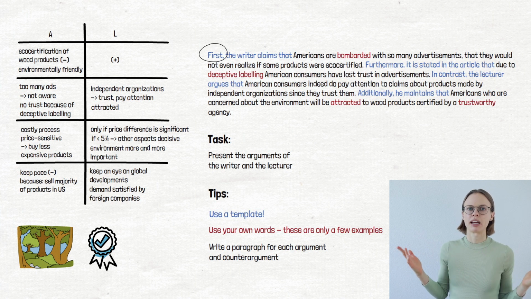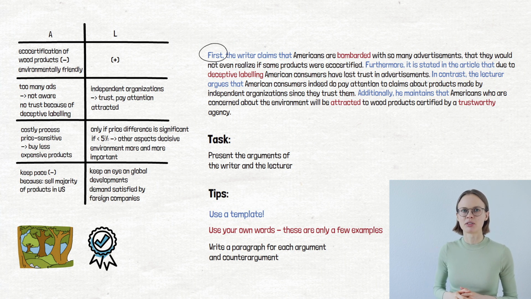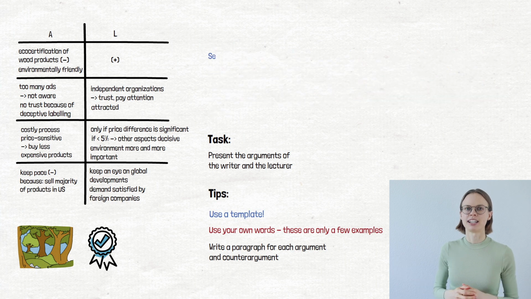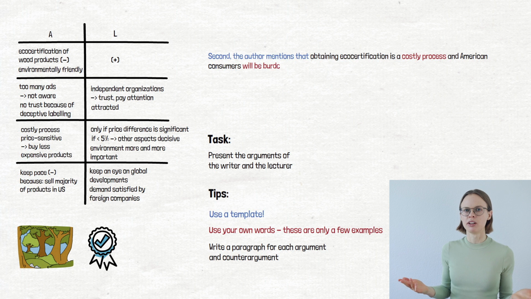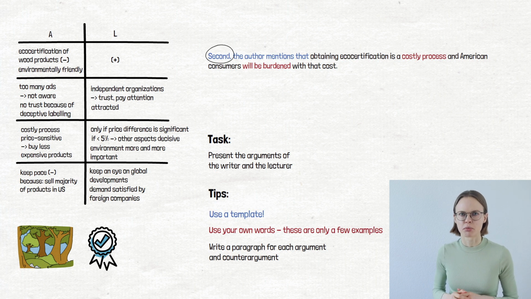I start this paragraph with "second", to indicate to the reader that I'm going to talk about the second argument of the writer. So I'm going to write, "Second, the author mentions that obtaining eco-certification is a costly process and American consumers will be burdened with that cost." Now I want to add that he also says that Americans care a lot about the price.